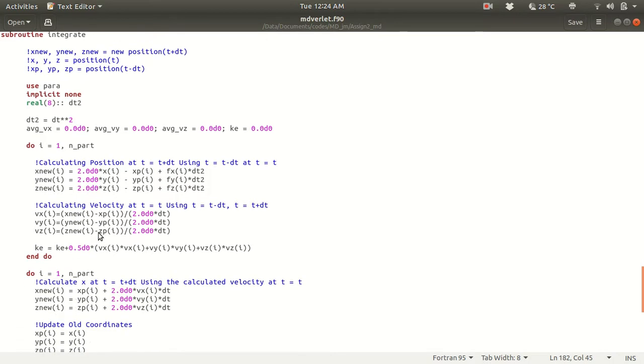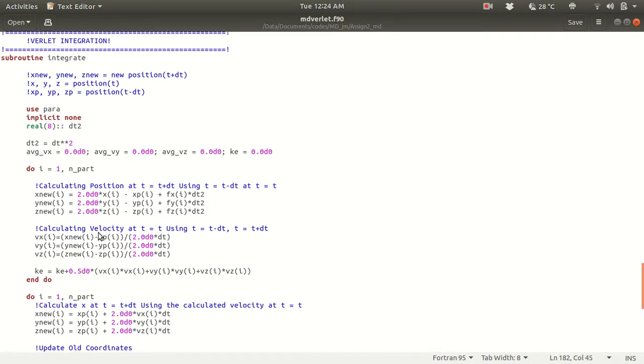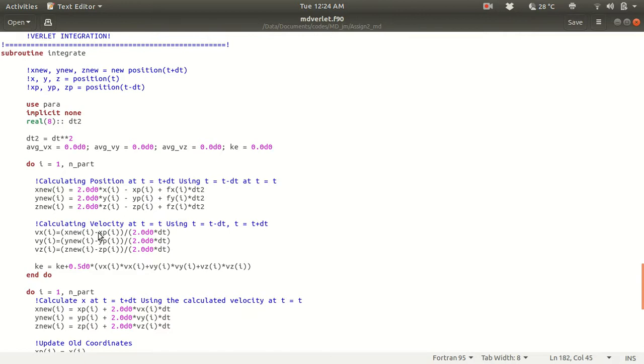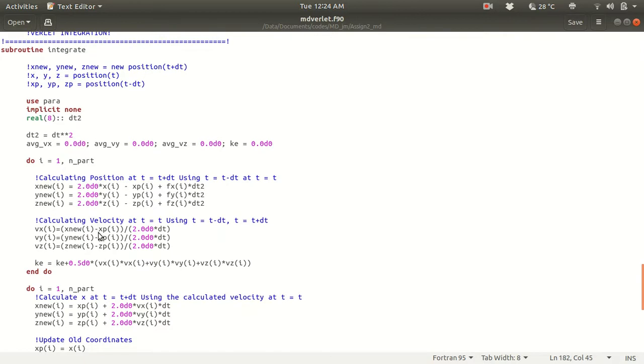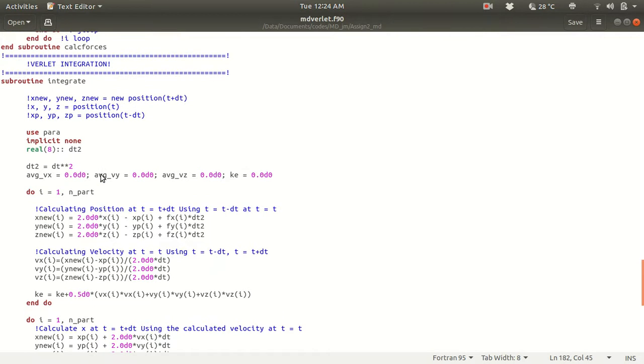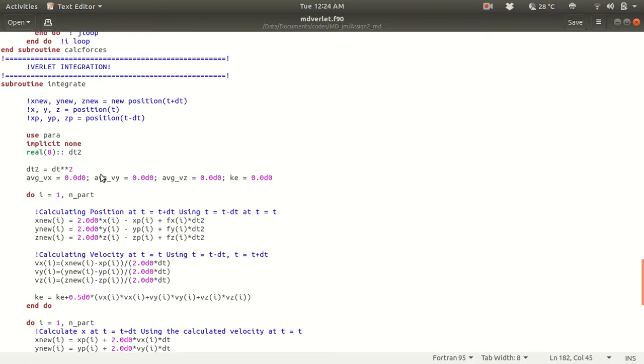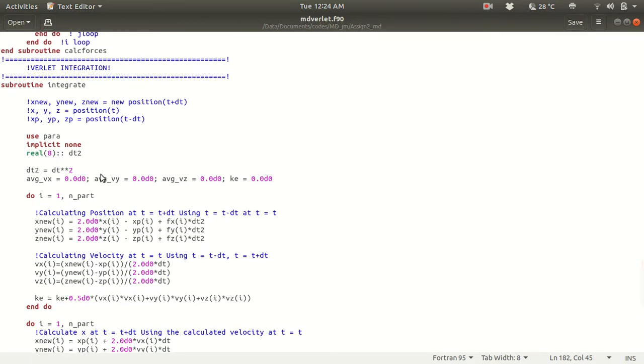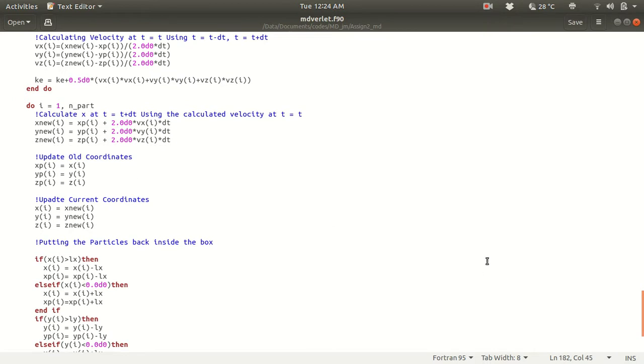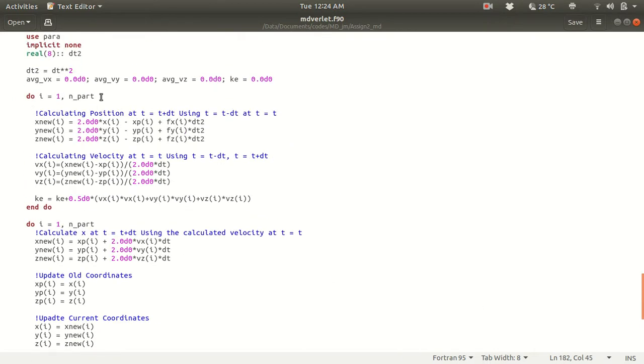Now next comes the subroutine integrate. For integration I have chosen the Verlet algorithm. The Verlet algorithm is a very easy algorithm to implement, and it is a very useful algorithm. In the Verlet algorithm, the order of the velocity correction is of order h square, but the position correction is of the order of h to the power 4. So that is a very good thing in the Verlet algorithm. What we are trying to do is define dt to be a variable, which is basically the step square, and similarly I have defined average vx, vy, vz to be 0 here also.